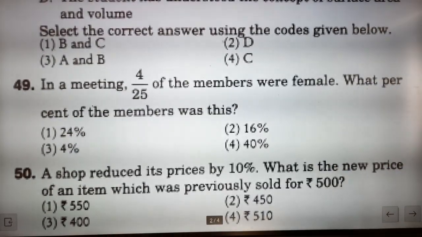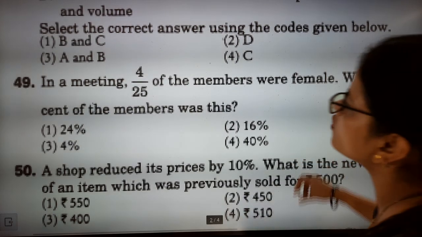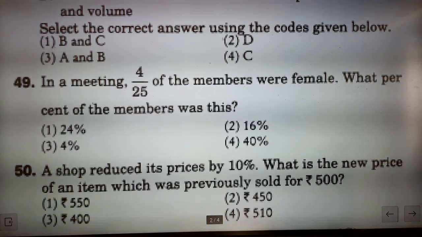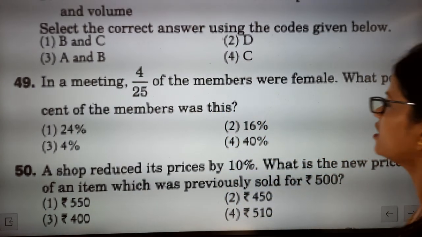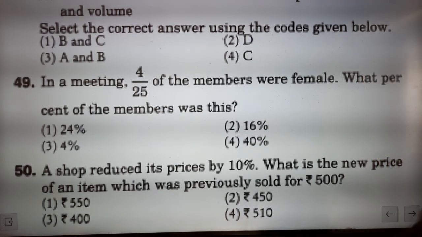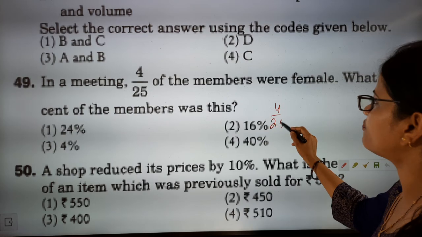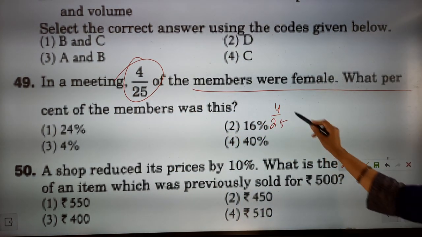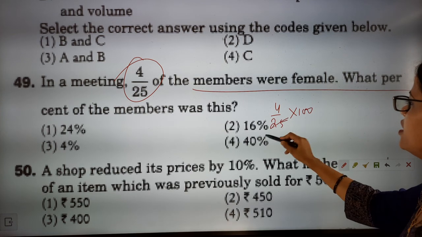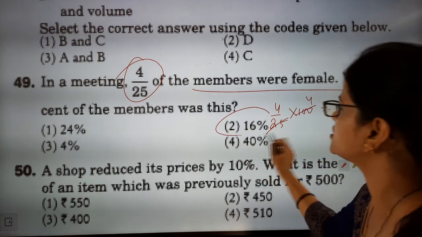Now we are going to solve questions. What is the question here? In a meeting, 4/5 of the members were female, what percentage of the members was that? 4/5 of 4/5, 4/25, sorry, 4/25 of the members were female. So if 100 members are there, what is the percentage? So 16% of the population is female.